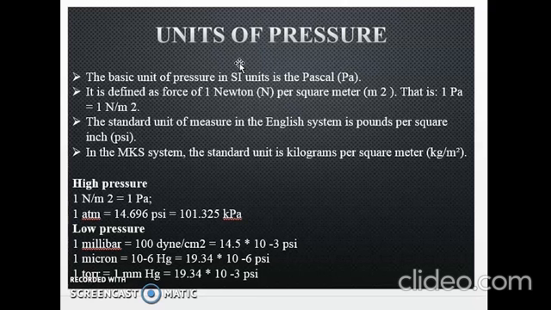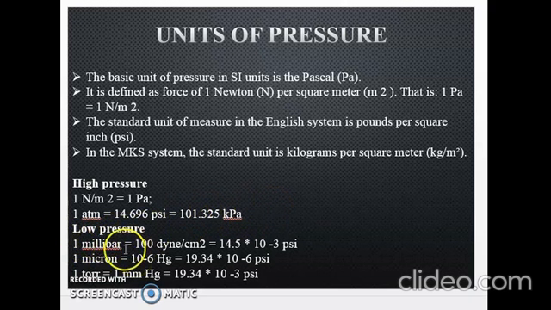The units used for high pressure measurement are as shown here: 1 Newton per meter square, that is 1 Pascal. 1 atmosphere is equal to 14.696 psi, that is pound per square inch, and that is equal to 101.325 kilopascal. For low pressure measurement, the following units can be used.